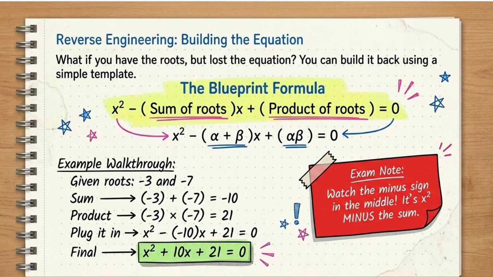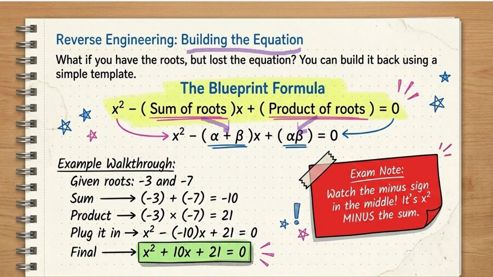Reverse engineering, building the equation. Build the equation back using a simple template, x squared minus, sum of roots, x plus, product of roots, is equal to 0. Formula, x squared minus, alpha plus beta, x plus, alpha beta, is equal to 0.